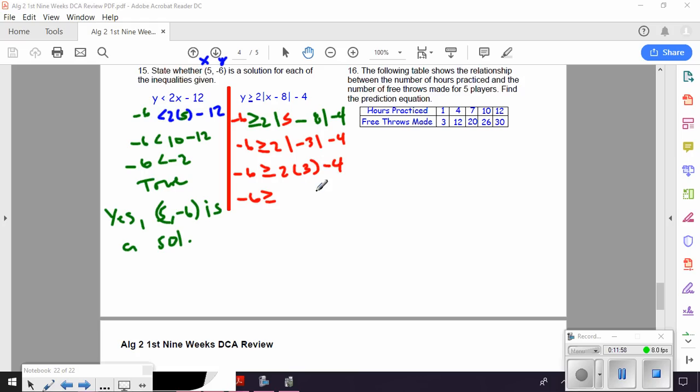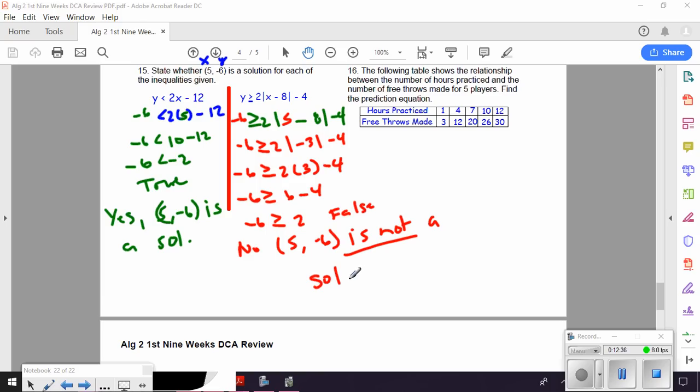And the calculator can do all of this. Yes, it can, but let's say you don't enter something properly or forget how to do absolute values. This is how you should show your work. 2 times 3 is 6. And 6 minus 4 is 2. So this statement would say negative 6 is greater than or equal to 2. That is false. So, no, 5, negative 6 is not a solution to the graph or the inequality on the right.